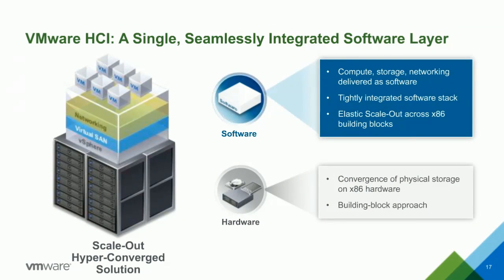Hyperconverged infrastructure leverages, again, the hypervisor to deliver compute, networking, and shared storage from a single x86 server platform. If you'll notice in the depiction here, we have a scaled-out hyperconverged solution, which is a combination of software provided by VMware as well as commodity-based hardware. Right? So this is the convergence of physical storage on x86 hardware. We can scale out through a building block approach, or we can scale up through a building block approach. We've got a lot of flexibility deciding whether we wish to scale up or scale out very, very efficiently.